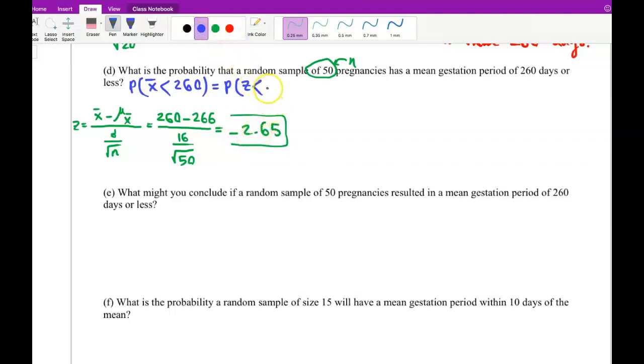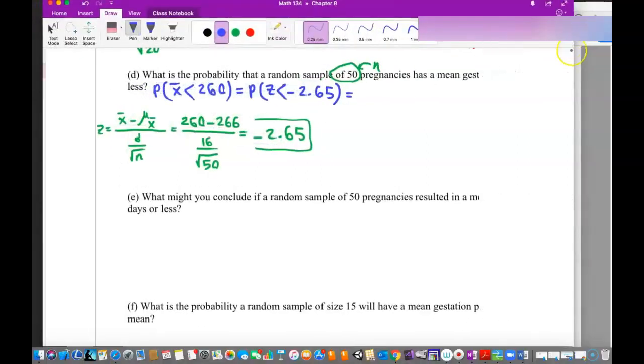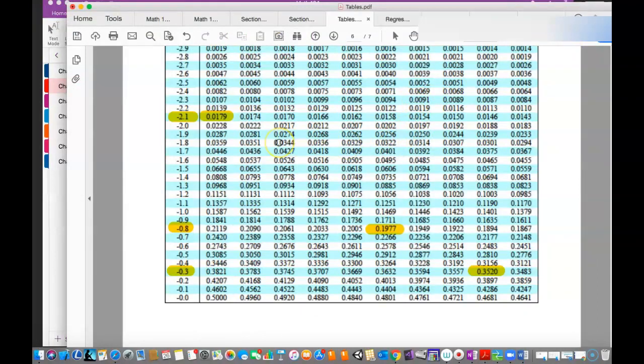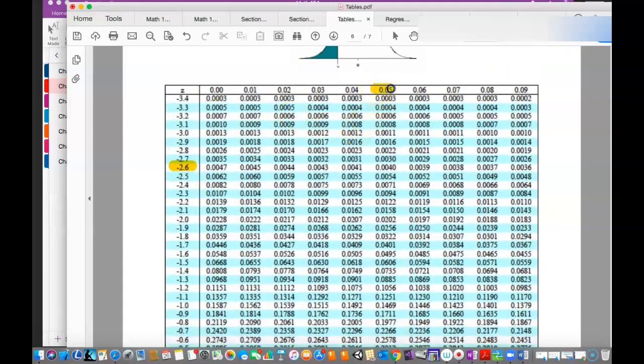So z is less than negative 2.65. Using the table, let's go back to the table. So z is negative 2.65, negative 2.6 and here is 5. The area is this one, 0.0040.